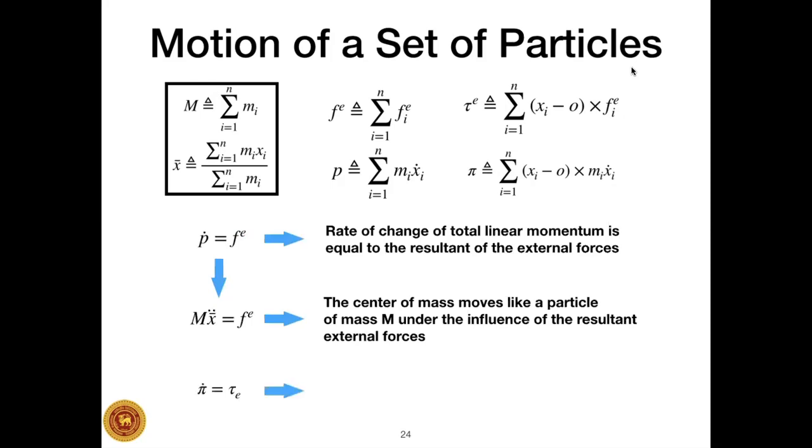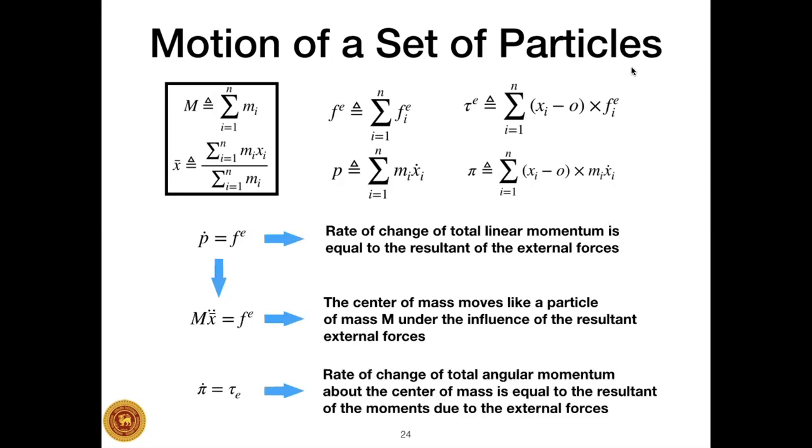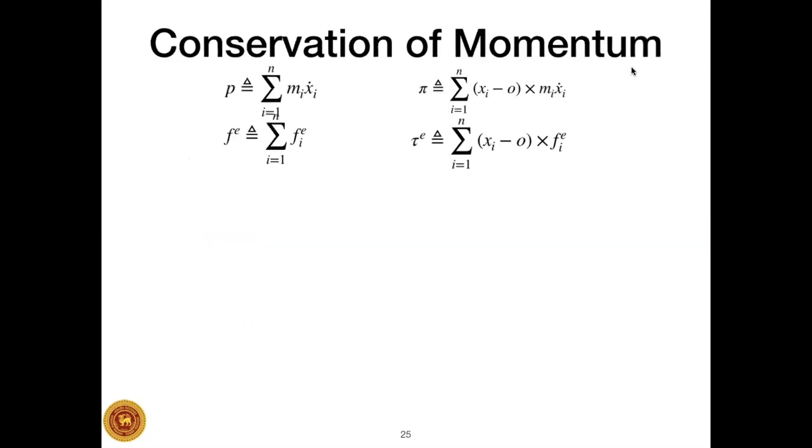Now you have a similar result for angular momentum. If you take the moments about the center of mass, then the total rate of change of angular momentum about the center of mass is equal to the resultant of the moments due to these external forces, also again about the center of mass. So we have these relationships. This is the total linear momentum of the set of particles. This is the total angular momentum of the set of particles. This is the total resultant external force acting on the set of particles. This is the total resultant of the external force moments acting on the particles.